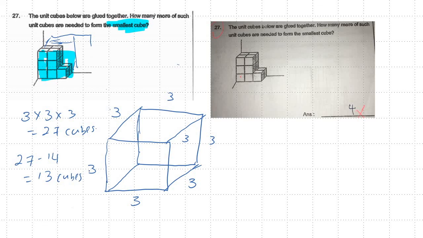Or alternatively, you can actually do it this way. You calculate here and here to make this 2 layers, because here is 2 layers already. The last layer, which is this whole layer here, I'll need 9 cubes for the last layer. And then in this layer I'm lacking 4 cubes. So you also come to 13.